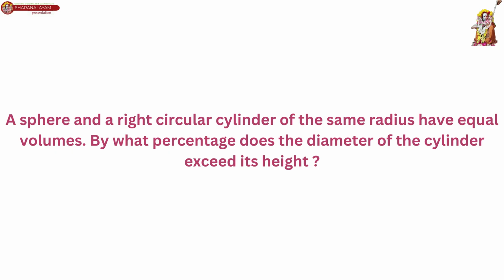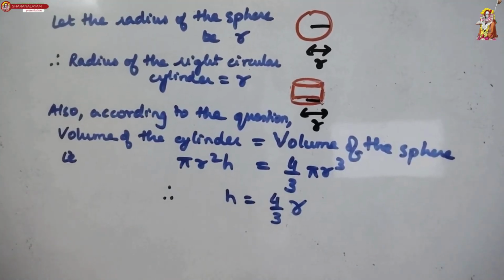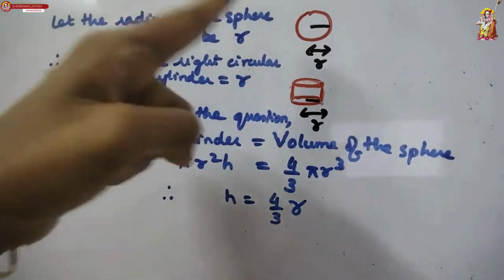The next question. A sphere and a right circular cylinder of the same radius have equal volumes. By what percentage does the diameter of the cylinder exceed its height? Now they have given that the sphere and the right circular cylinder have the same radius and the same volume. So let the radius of the sphere be r. Therefore radius of the right circular cylinder also will be equal to r.